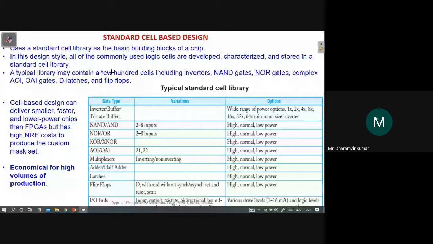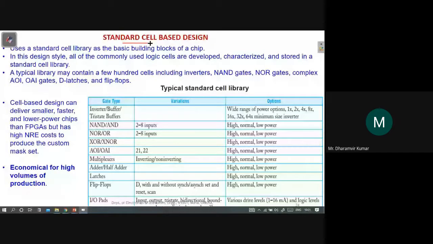This is called a standard cell library, because the components that are present in the library are called standard cells. So the name comes out to be a standard cell library. The library would be made available to the designer under this standard cell based design approach. And what does this library contain?